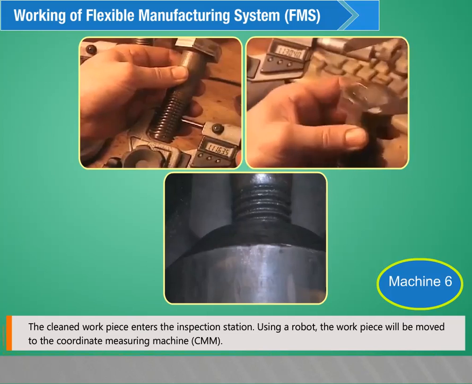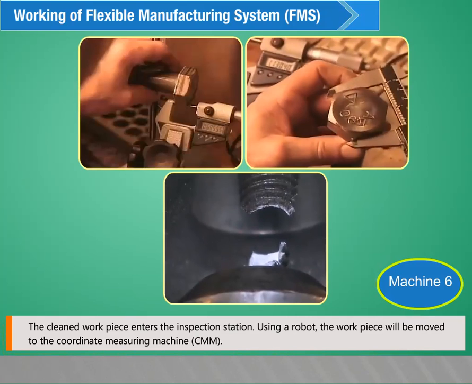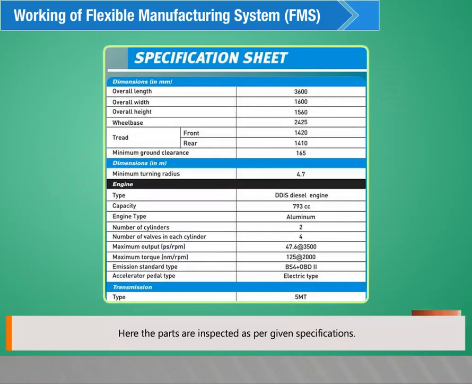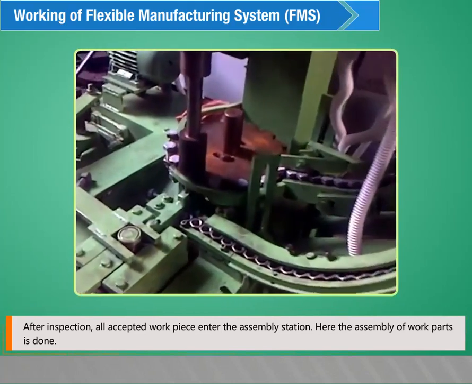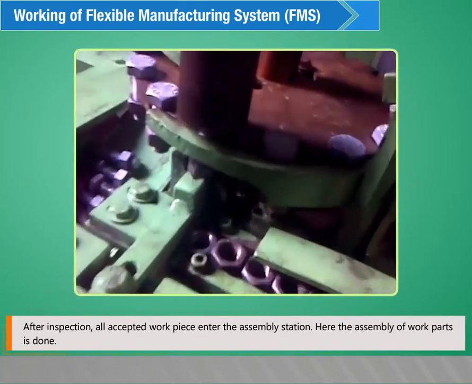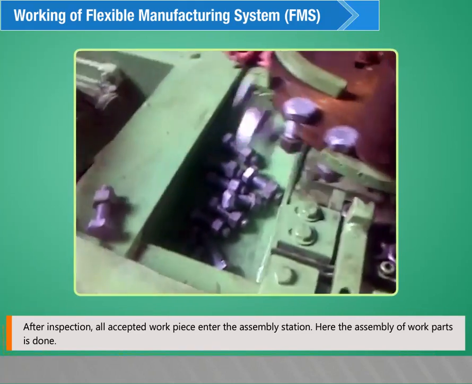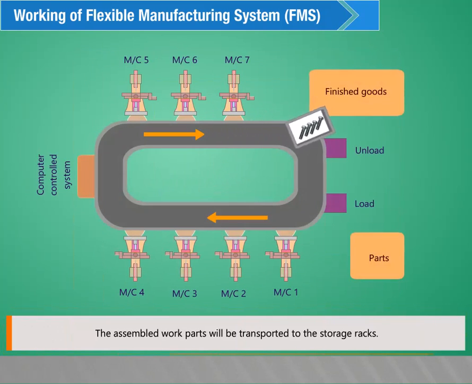The cleaned workpiece enters the inspection station. Using a robot, the workpiece will be moved to the coordinate measuring machine, that is CMM. Here, the parts are inspected as per given specifications. After inspection, all accepted workpieces enter the assembly station. Here, the assembly of work parts is done. The assembled work parts will be transported to the storage racks.